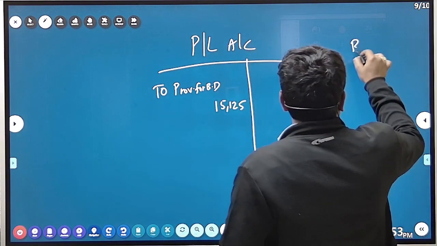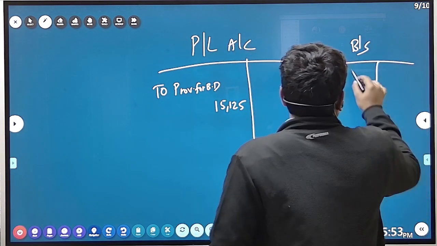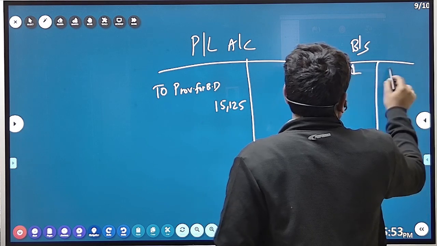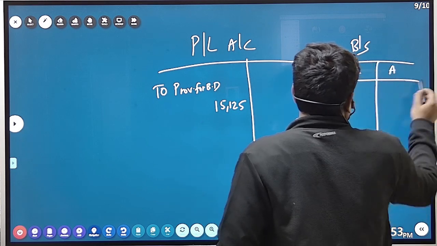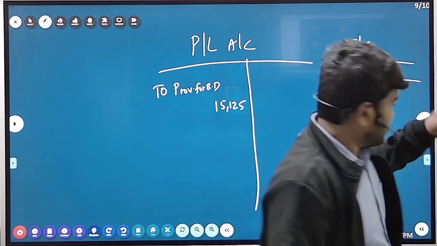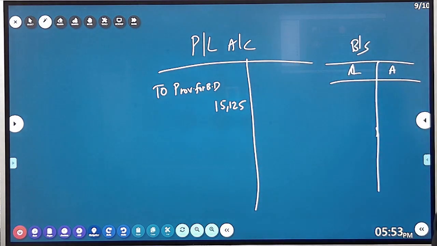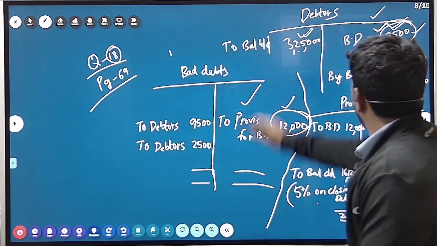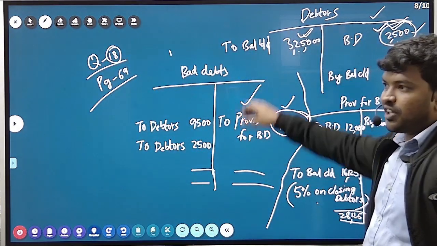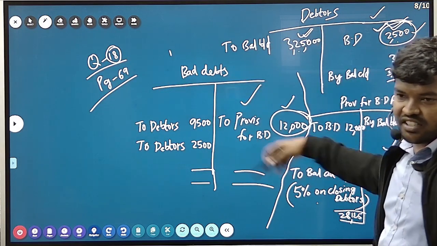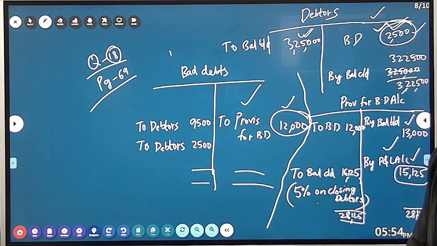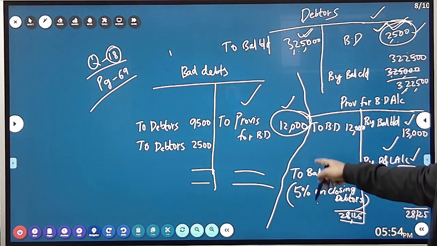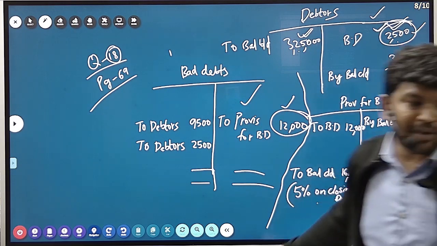Now balance sheet extract. Liabilities, assets. Now in these ledger accounts, do you have any asset or liability account? In these 3 ledger accounts. Debtors is an asset, very good. What is the liability? Provision for bad debts is the liability.